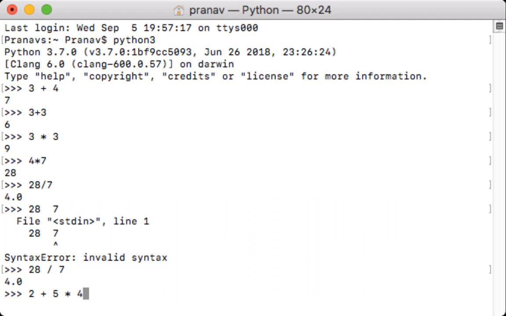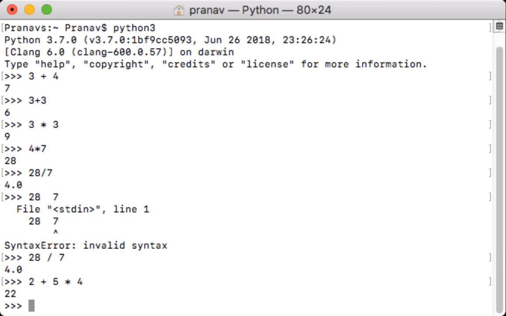So this should actually be solved by first doing 5 times 4, which is 20, because addition and subtraction are tied for last. You should always do addition after you finish your multiplication and division, your exponents, and your parentheses. So if we run this, we get 22, just like I said. Instead of doing the 2 plus 5 first, you do the 5 times 4 first.